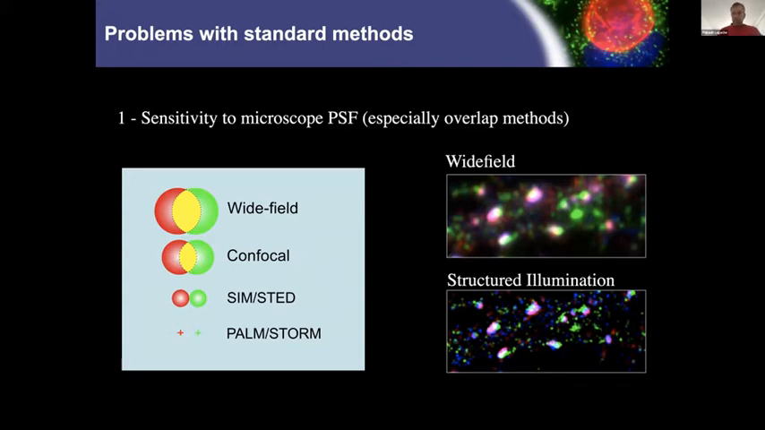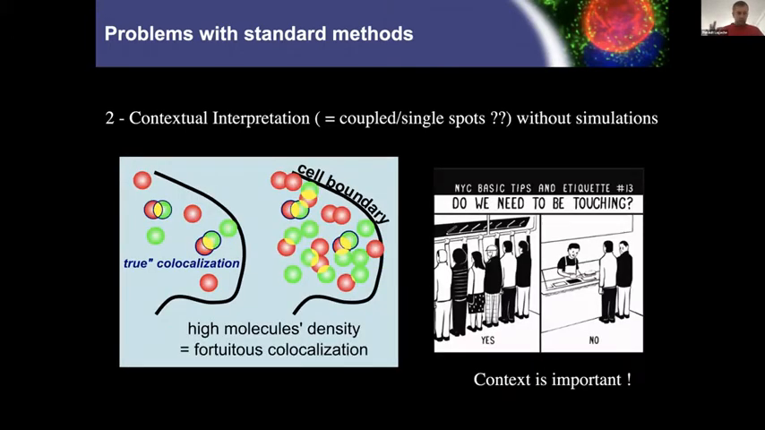The second issue when developing a colocalization analysis, which is becoming more and more important with the increased resolution, is the contextual interpretation of what you observe. Typically two or more objects can be close, and this sometimes has no significance at all, because it is really significant only if the space is empty.